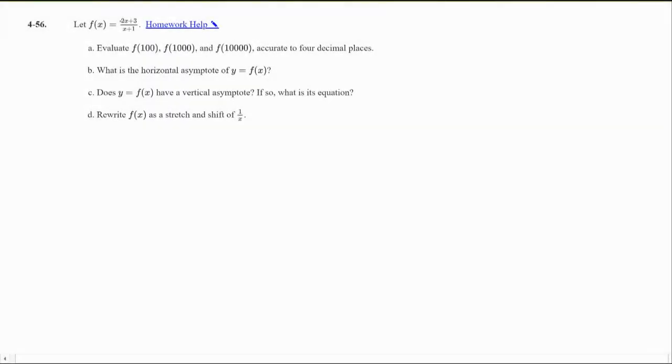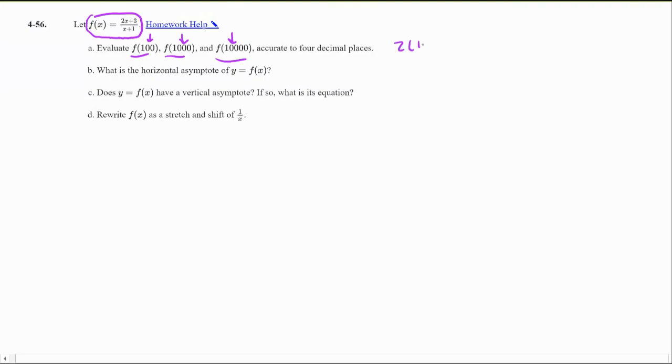Here we're going to be dealing with the function f of x equals 2x plus 3 over x plus 1. We're asked to first evaluate f of 100, f of 1,000, and f of 10,000 to 4 decimal places. So really we're just saying, as the x increases, what's going to happen to the function, or what's going to happen to the y value.